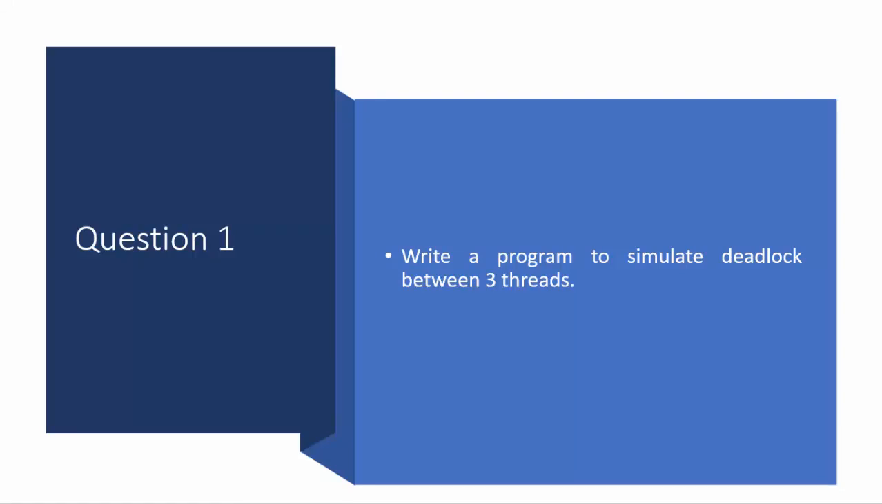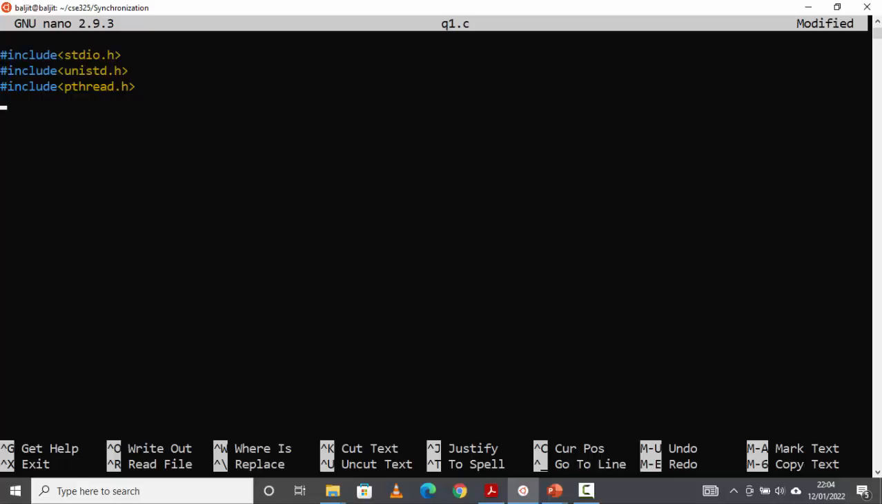So let us start with the first question, where we will try to simulate deadlock between three threads. So we have the header files that we require. Since we need to simulate the deadlock between three threads, we will have three functions also. Let's suppose f1, then I'm just going to cut paste this, so f2 and f3. So we'll require three resources also. So pthread_mutex_t. Let's suppose that the resources are r1, r2 and r3.